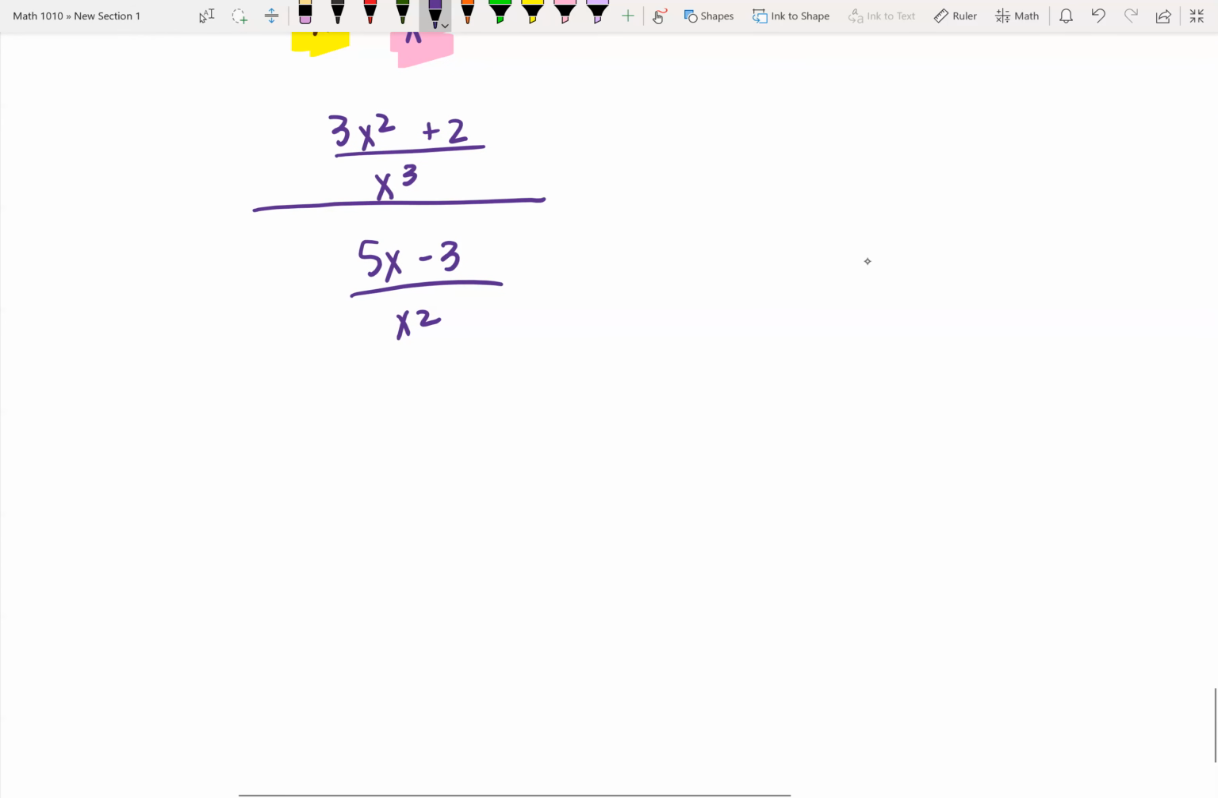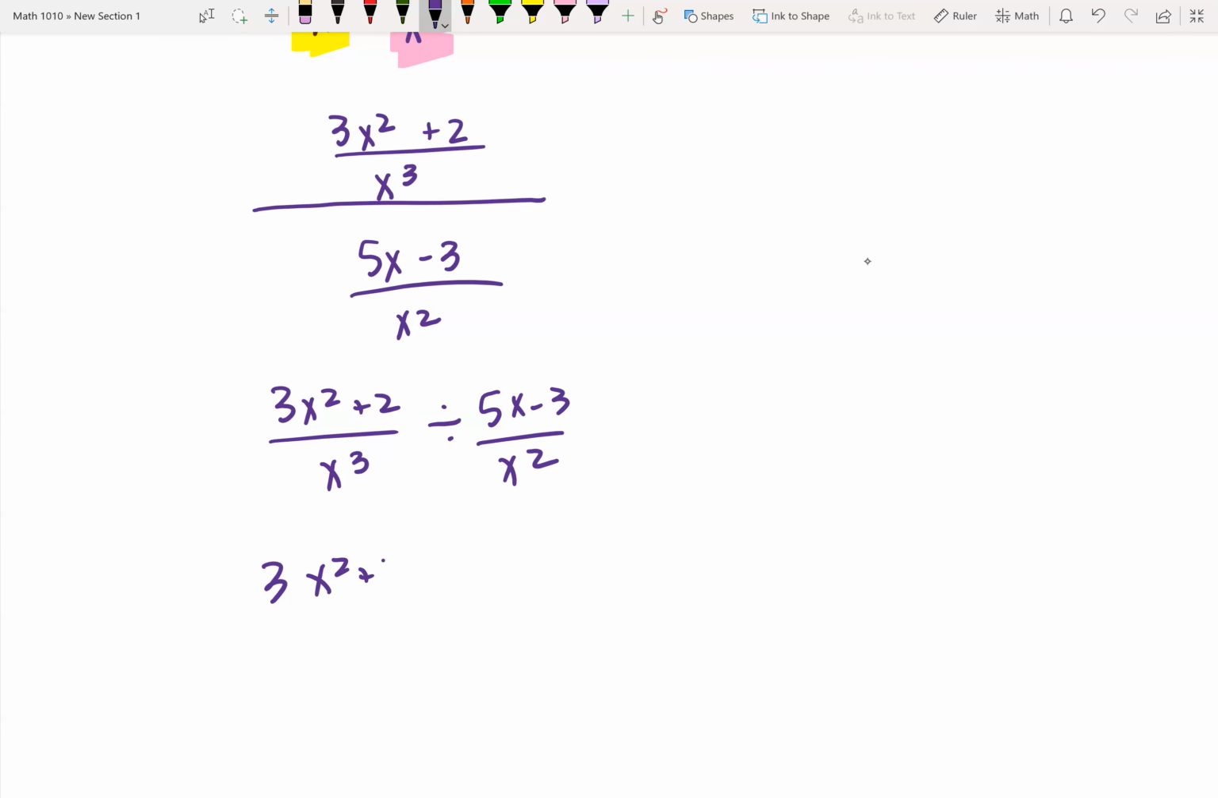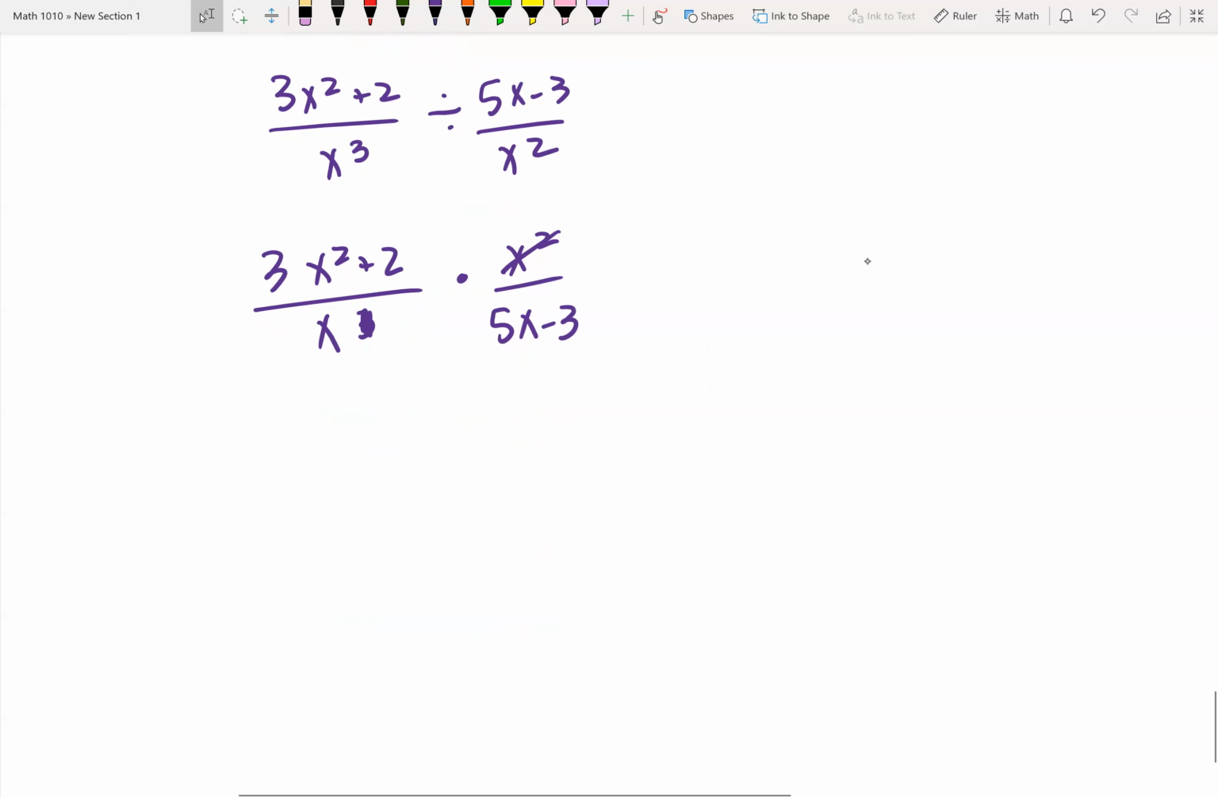So it's minus 3. So we have 3x to the second plus 2 over x to the third divided by 5x minus 3 over x squared. Make the second fraction, flip that upside down and make the division a multiplication. So these two x's cancel with 2 of those, so I'm left with 1. So my answer to this is 3x to the second plus 2. On the bottom you have 5x to the second minus 3x.